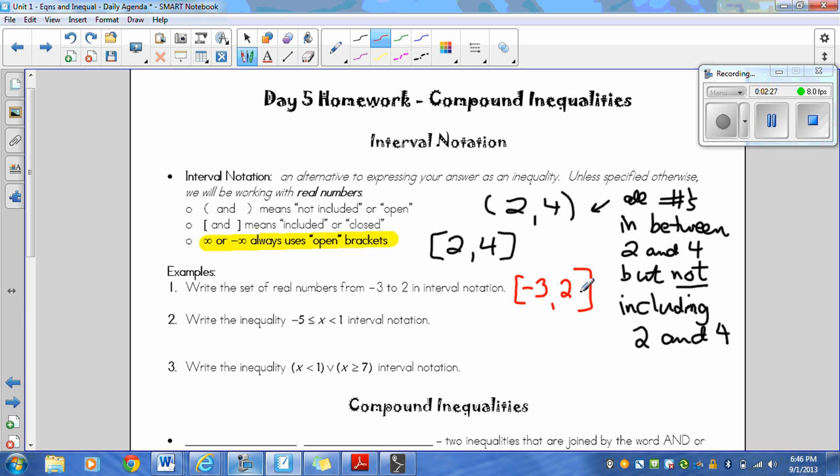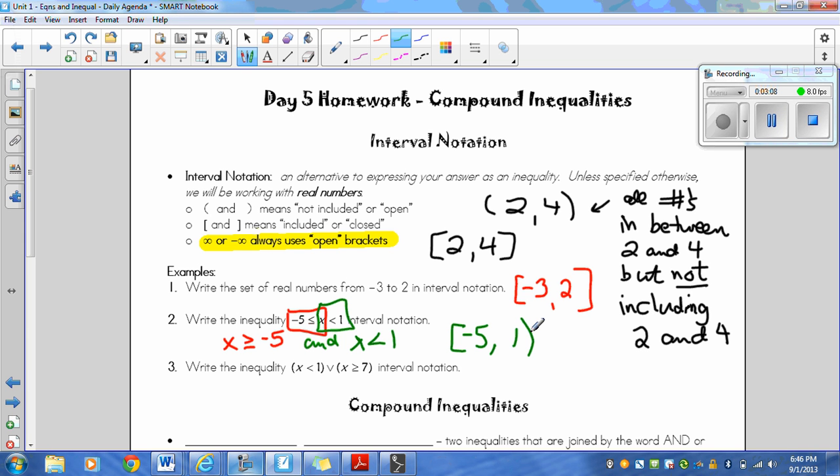This one says negative 5 is less than or equal to x is less than 1. So I'm going to break that up. This part means x is greater than or equal to negative 5. And then this part means x is less than 1. So if you put those together, you want including negative 5 and all the way on up to 1, but not including 1 because it's less than 1, it doesn't include it. So you can have an interval notation where one side is a closed bracket and the other is an open bracket.